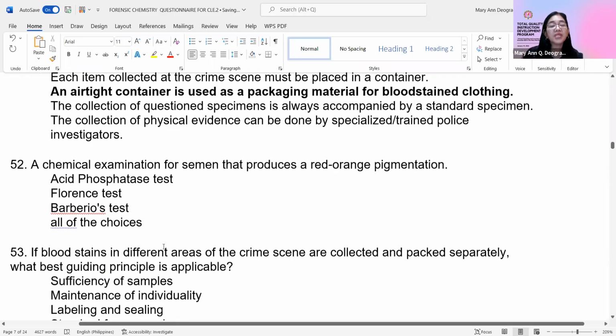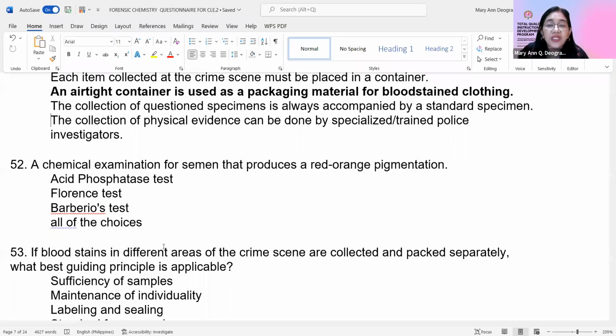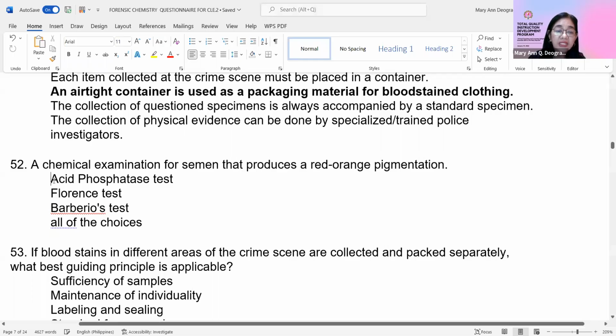A chemical examination for semen that produces a red-orange pigmentation. So chemical test, is it acid phosphatase, fluoresce, barbiero's, or all of our choices? Okay, it is letter A. Kasi itong fluoresce natin, crystals yan eh. Barbiero's crystals din. Ito lang yung color reaction, which is the acid phosphatase test.